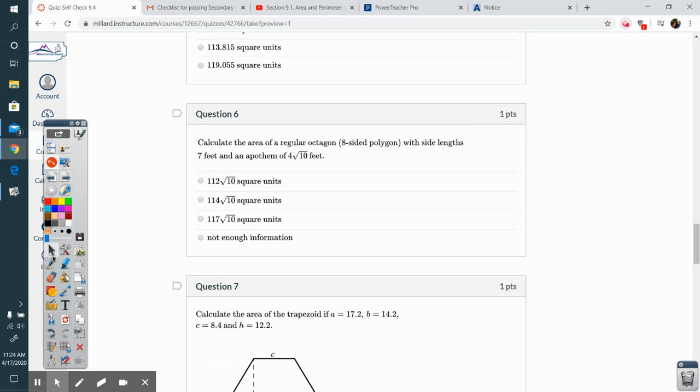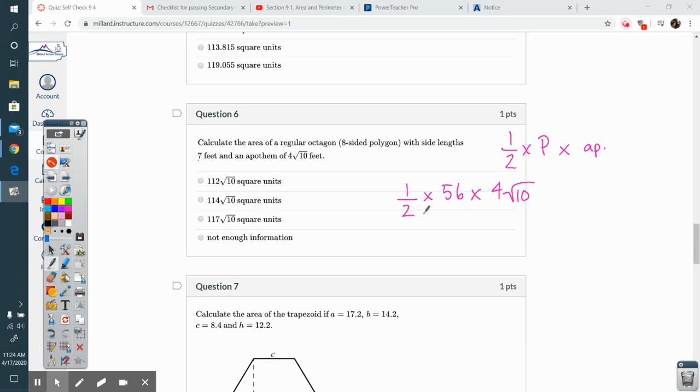Okay, so if you're figuring out the area of a regular octagon, the formula is 1/2 times the perimeter times the apothem, which is what they call the apothem. I'm just putting AP for apothem. So if you have an 8-sided figure and the side is 7, then we know that the perimeter is 8 times 7, which is 56. So this formula is 1/2 times 56 times your apothem, which is 4 square root of 10 feet.